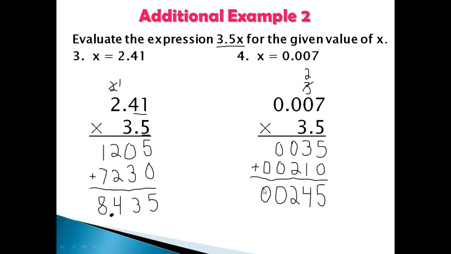Now we need to figure out our decimal. In our first number we have 3 digits after the decimal. And in our second number we have 1 digit after the decimal. And 3 plus 1 is 4. So starting at the end, we're going to move up 4 places. 1, 2, 3, 4. And we'll put our decimal. So our answer is 0 and 245 ten-thousandths.